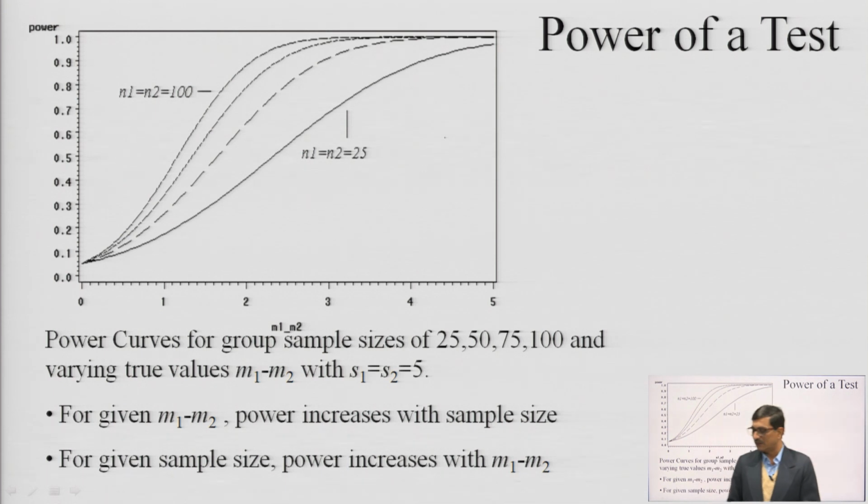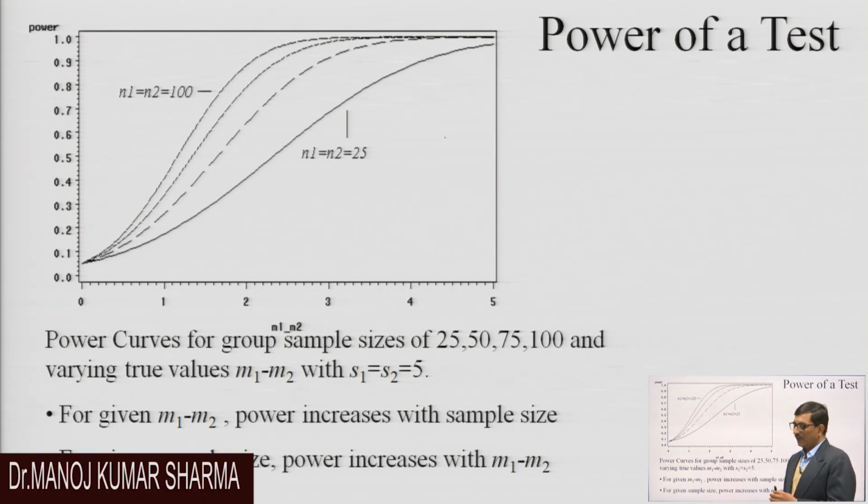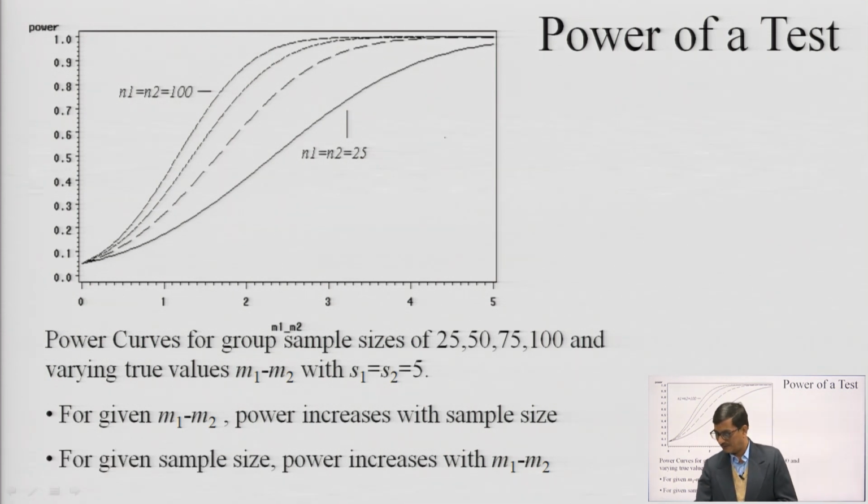So, if you see in this curve, for n1 n2 equal to 25, if we increase the sample size, power will increase. For n1 n2 equal to 25, the power is this, and if n1 n2 is 100, then the power is 80%, and if the difference in means between the two samples increases, then power increases.